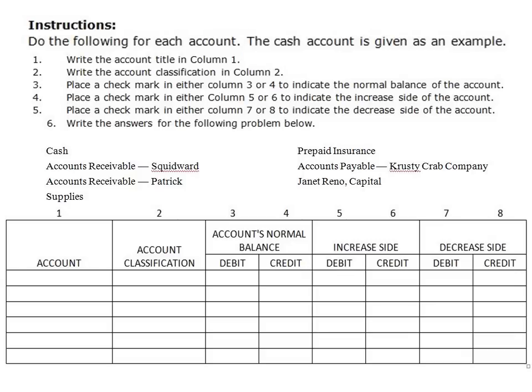So let's take a look at our transactions here, and we're going to go through real simple. We're going to write the account title in column 1, write the classification, place a check mark for what the normal balance is, place another check mark to indicate the increase side of the account, and place a check mark in column 7 or 8 to indicate the decrease or increase side, and we'll write the answers below.